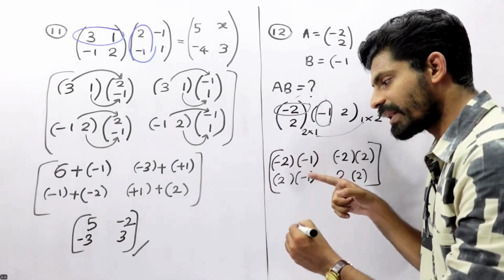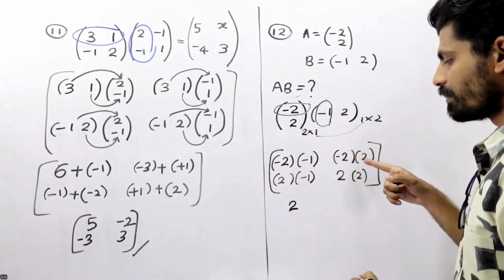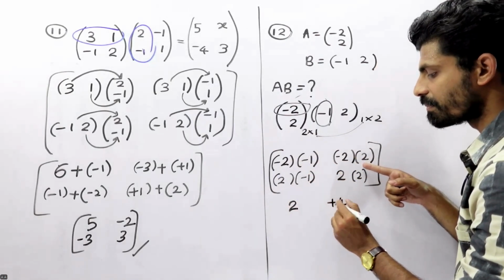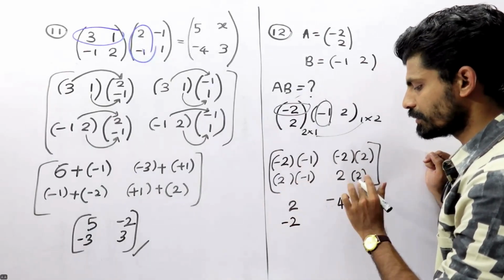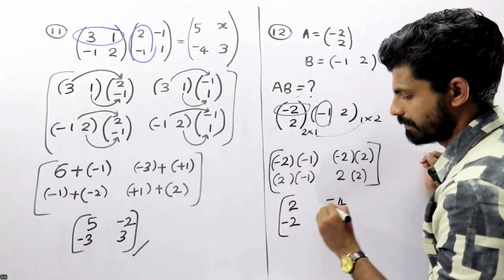Minus into minus plus, that means plus 2. Minus into plus, minus into plus, minus 4. 2 into minus 1, minus 2. 2 into 2 plus.